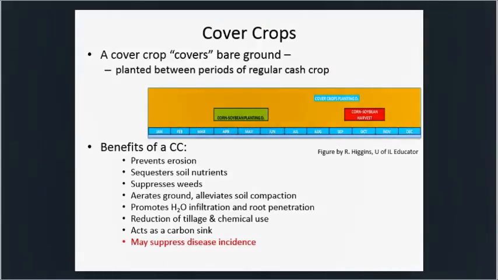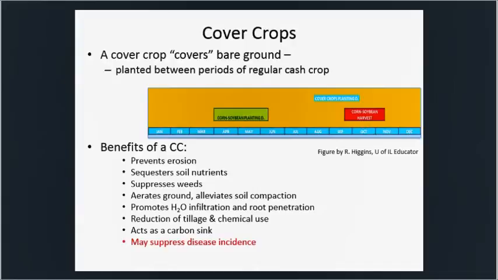So let's talk about cover crops. A cover crop is one that covers bare ground. You know that Mother Nature never leaves any ground bare. She always covers it. Same thing that we should be doing. We should never leave ground uncovered, like between seasons. And therefore, farming systems are now going into that practice of never leaving the soil bare between growing seasons.